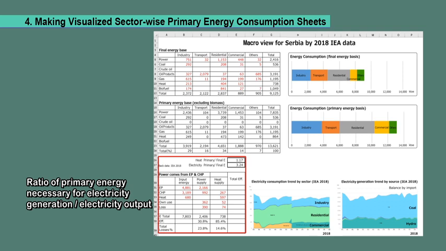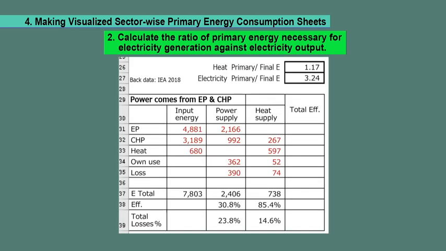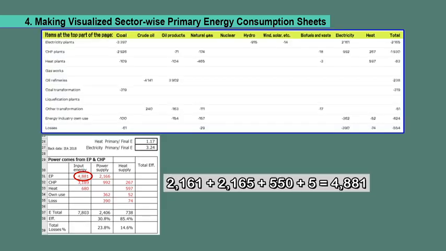Next, go to the bottom left. This is power and heat from EP, CHP, and heat plants. Calculate the conversion ratio of primary energy consumption against final energy consumption. First, the red values need to be entered. Input energy for EP is 4,881. This is 2,161 plus 2,165 plus 550 plus 5.